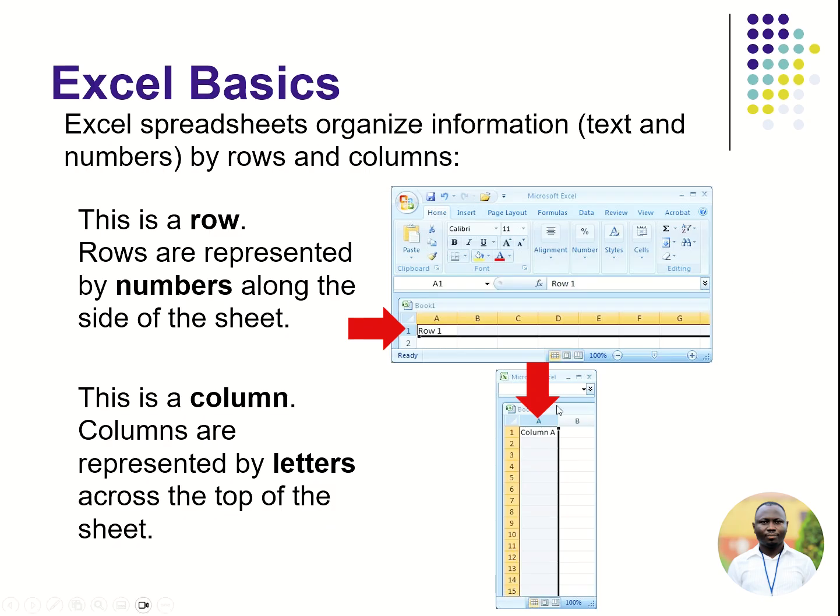Then we have columns which run from up to down. This is a column. Columns are represented by letters across the top of the sheet. So we have the columns, as you're seeing, running from up to down.